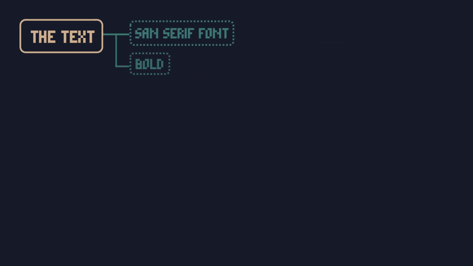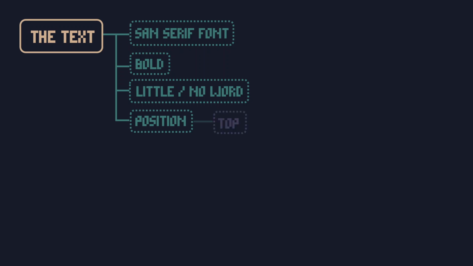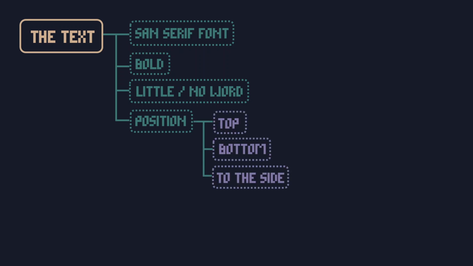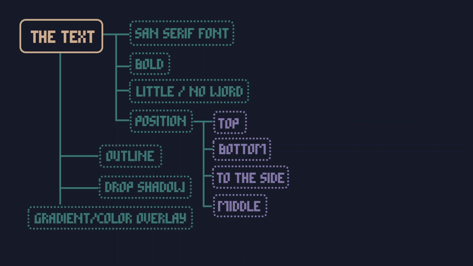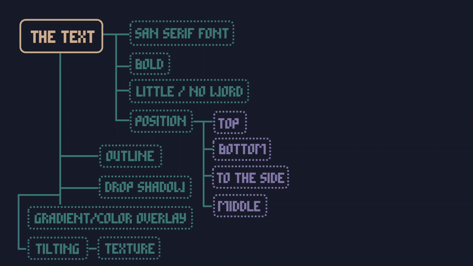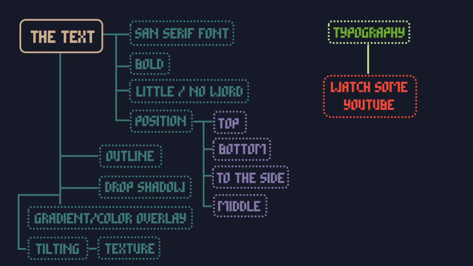The text in the thumbnail is usually sans serif font, bold, with little to no words. It can be placed anywhere in the thumbnail, on top, on the bottom, or to the sides, even in the middle. The properties of the text are outline, drop shadows, gradient or color overlay, tilting, and texture. It also has a special property called typography. I suggest you look up other people's videos about this topic.